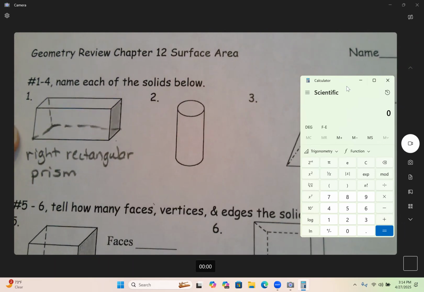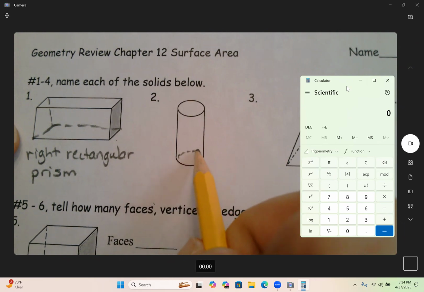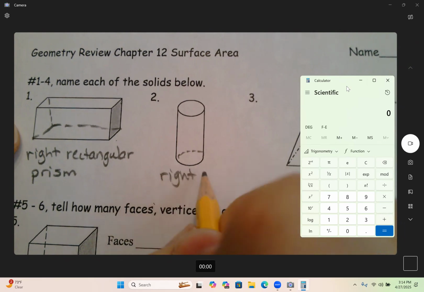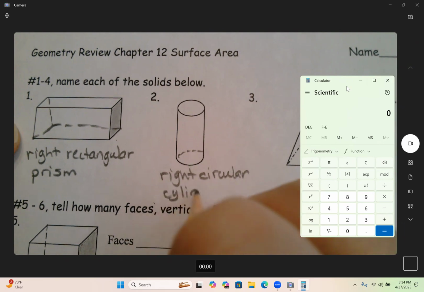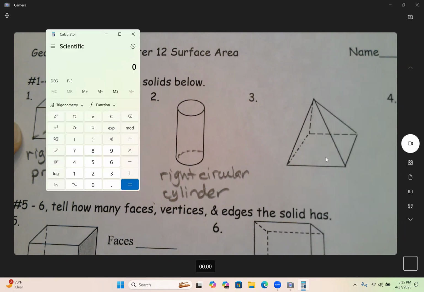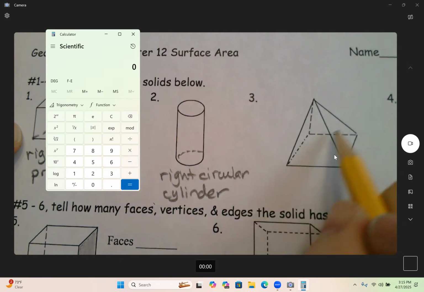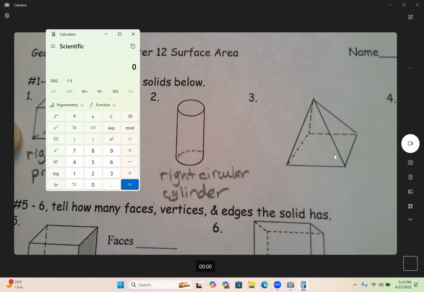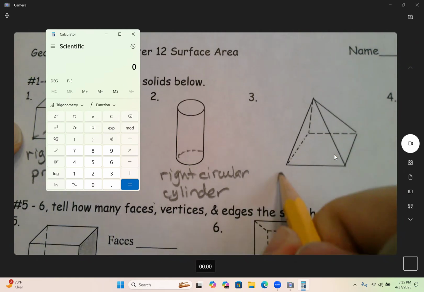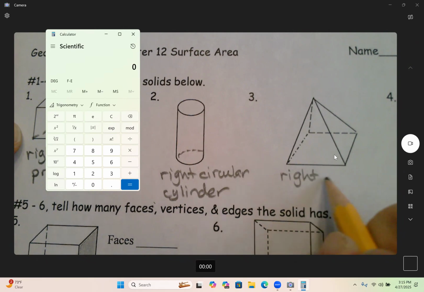All right. The next figure, again, there's two circular bases, one on the top and one on the bottom. So we say this is a right circular cylinder. Okay. Number 3. Okay, we have a pyramid here. And this looks like we're going to have to go by looks. It looks like this side is a little bit longer than this side, so I'm going to say it's a right rectangular pyramid.